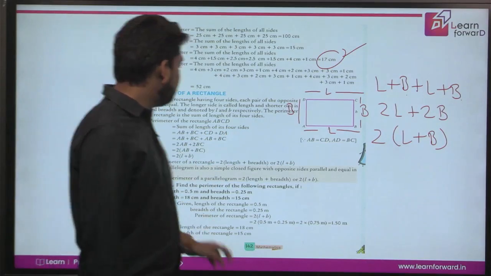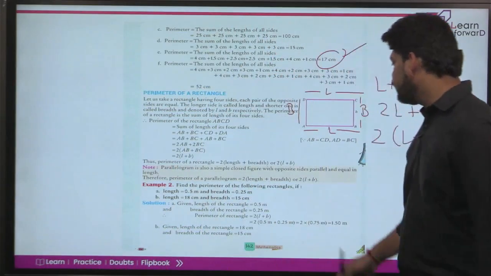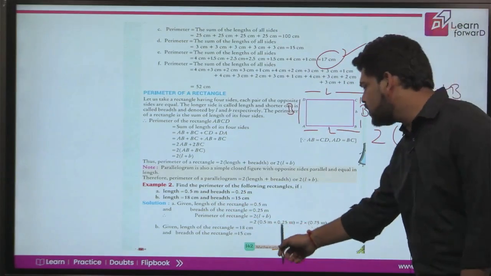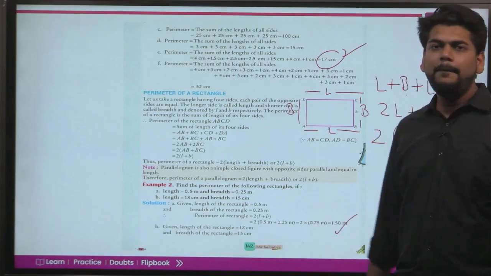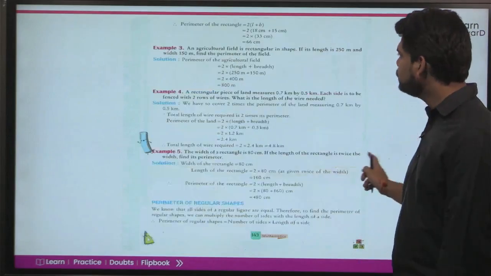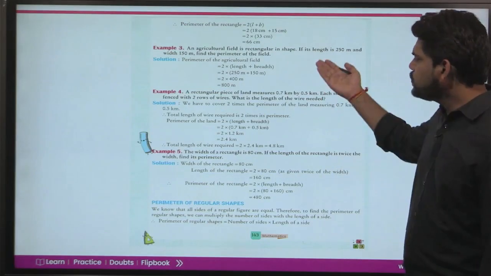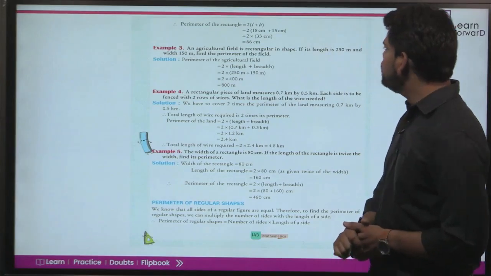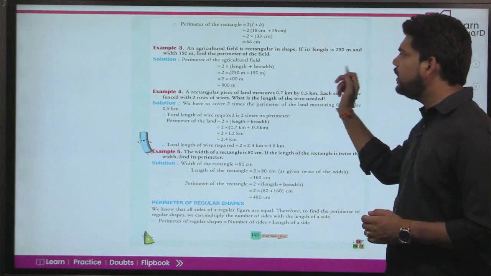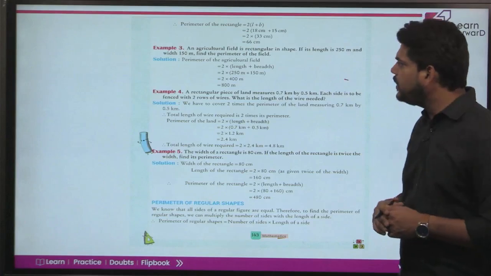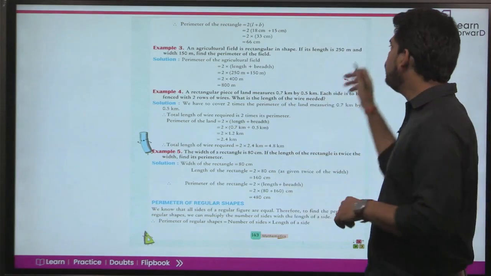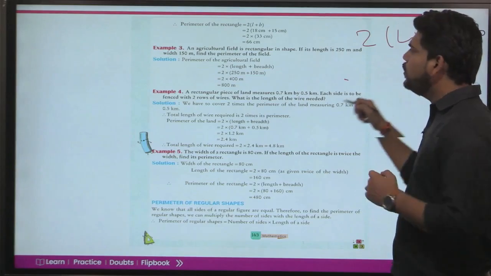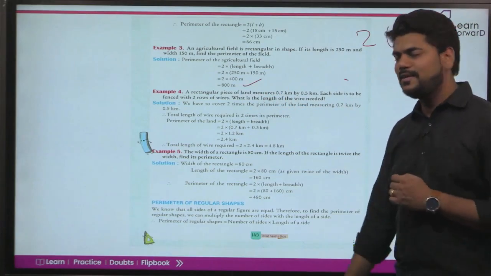Fine. Find out the perimeter of the rectangle. If length is this, breadth is this. You just need to put the values in the formula and you will be able to find out the perimeter. Fine. There is one more example that is given to us. An agriculture field is rectangular in shape. If the length is 250 meter and breadth is 150 meter, find out the perimeter. Again we know the formula, 2 multiply L plus B. Just put the values and you will be able to find out the answer. Fine.